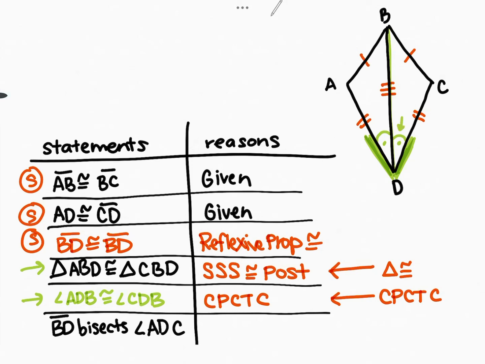And this one pushes us just one step further. How is it now that if we know that those angles are matchy-matchy, why can we call BD a bisector? Because that's what a bisector does. A bisector makes those two angles congruent to each other. That's the definition of an angle bisector. BD is a bisector if and only if those two angles are congruent.